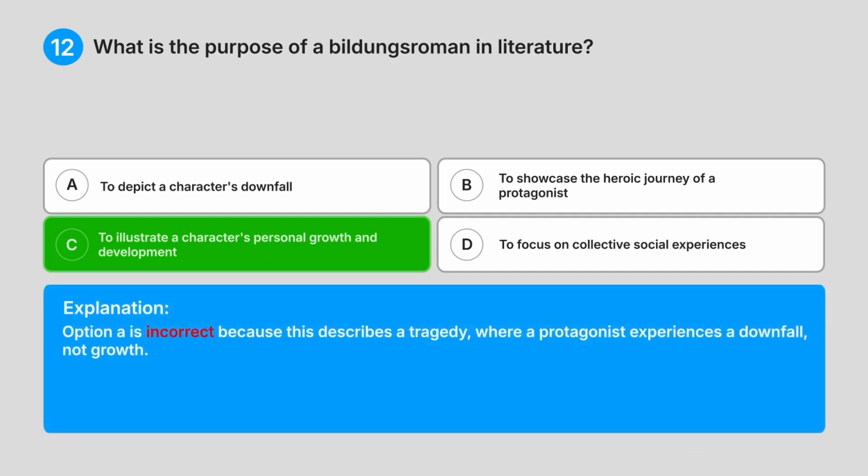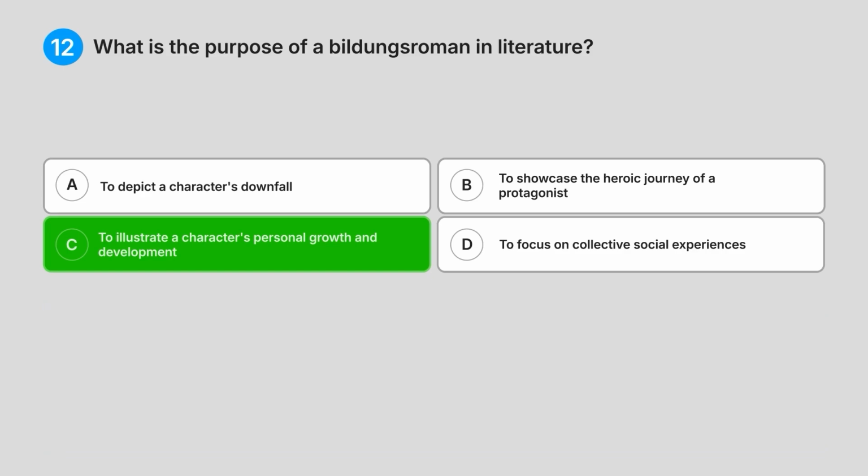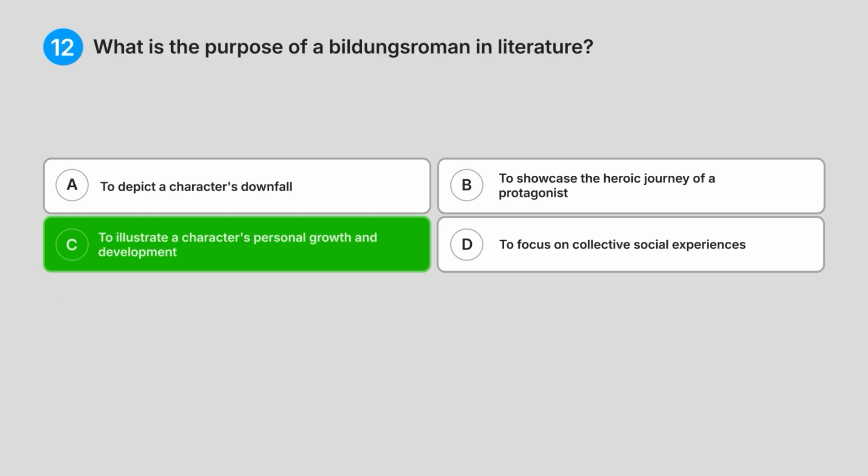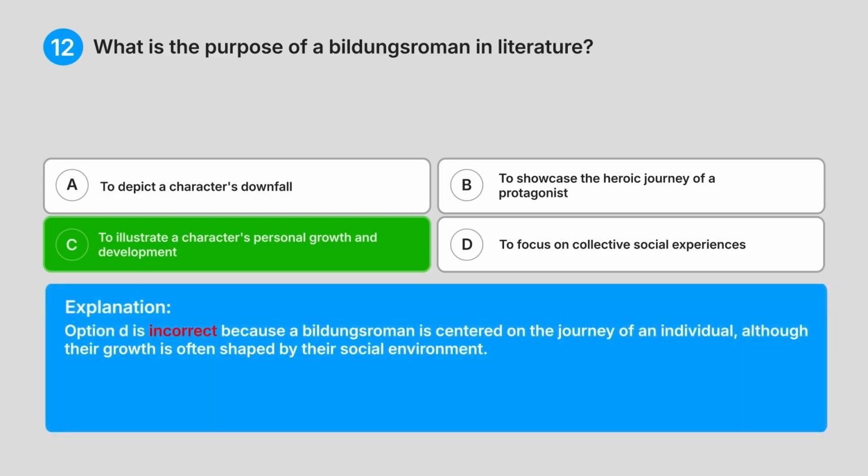Option A is incorrect because this describes a tragedy, where a protagonist experiences a downfall, not growth. Option B is incorrect because while the protagonist's journey might have heroic elements, the core focus of a Bildungsroman is on internal moral and psychological development, not necessarily external heroic deeds. Option D is incorrect because a Bildungsroman is centred on the journey of an individual, although their growth is often shaped by their social environment.